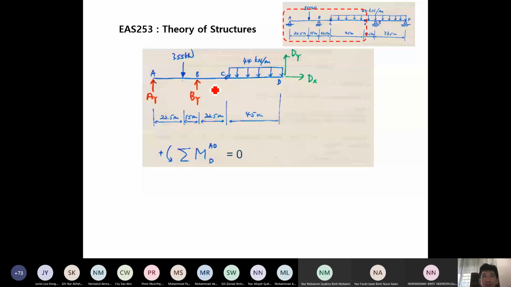the left-hand side of the cut, where you see AY, BY appear again, and DX, DY also appear because we cut there. So the internal forces appear. Then we take moment equilibrium equations. We take moment at D, at the hinge. What we want to find is AY and BY.